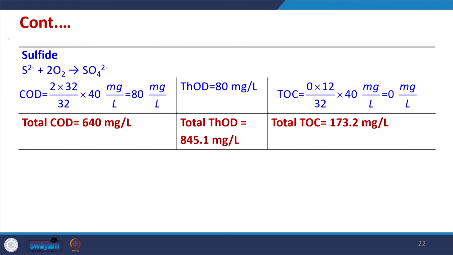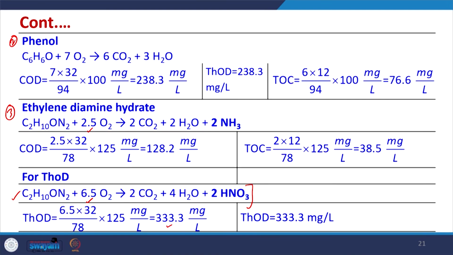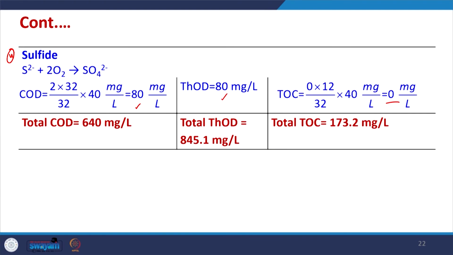Now, going further, for sulphide, which is our fourth compound, we write the reactions like this. COD will be 80, THOD will be 80 and TOC will be 0 because there is no carbon in this. Now, we add together all the COD values, THOD values and TOC values. The final total COD will be 640 milligram per liter, the THOD value will be 845.1 milligram per liter, and the total TOC value for this case after adding will be 173.2 milligram per liter.